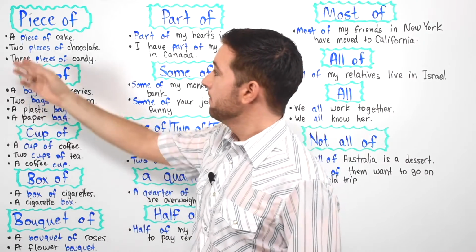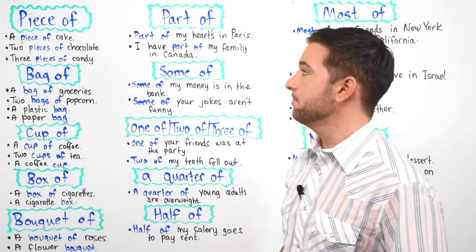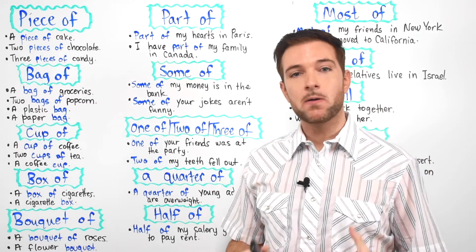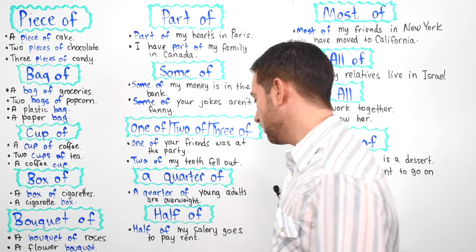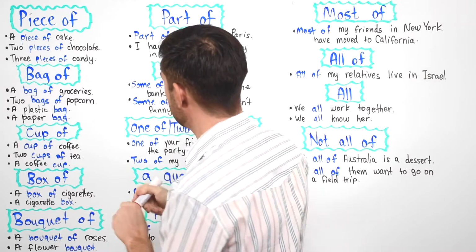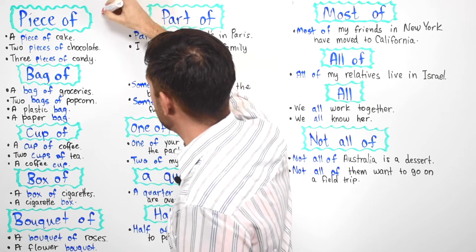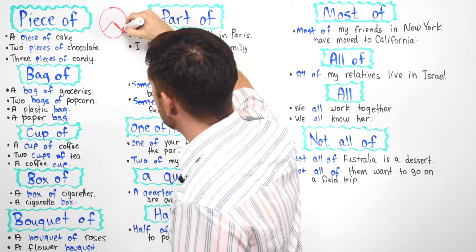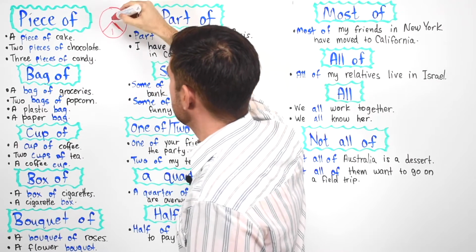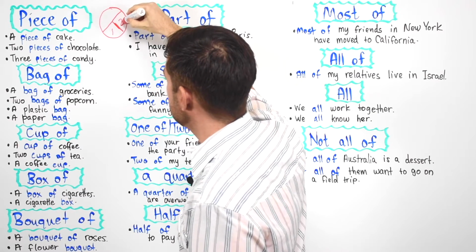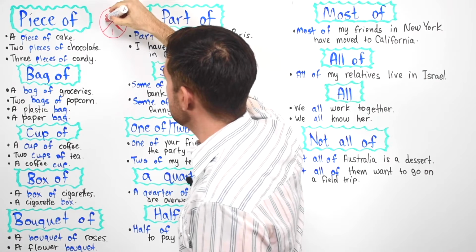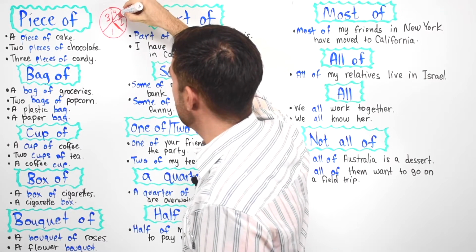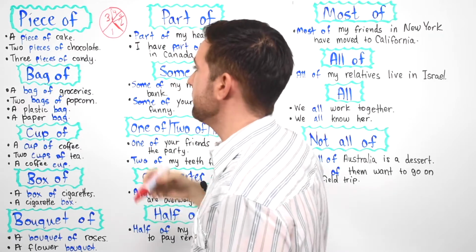First we have piece of, okay? Piece of is when you're talking about a small portion of something, or a portion in general. Okay, so let's say that we have a pie here. Now this would be one piece of the pie. This would be two pieces of the pie, and this would be three pieces of pie. Or you can have four, or you can have five. Okay, so each one is a piece.